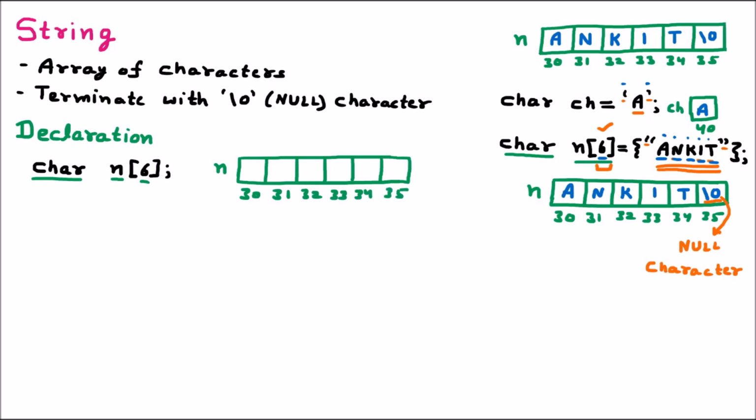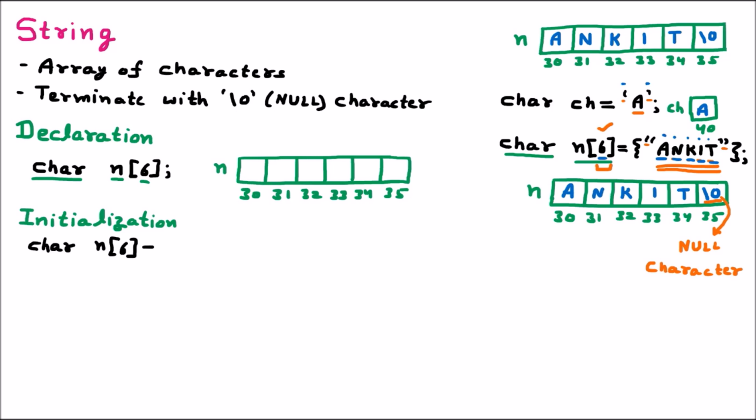So here we have declared the string. Now we are going to initialize, meaning providing the value. So here we are learning the initialization of a string. Let us suppose I am writing here char, which is a character data type, then the name n and the size I am providing is 6. We know that this is the declaration.